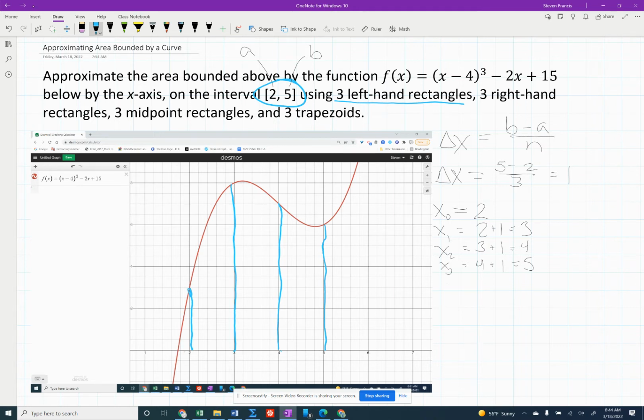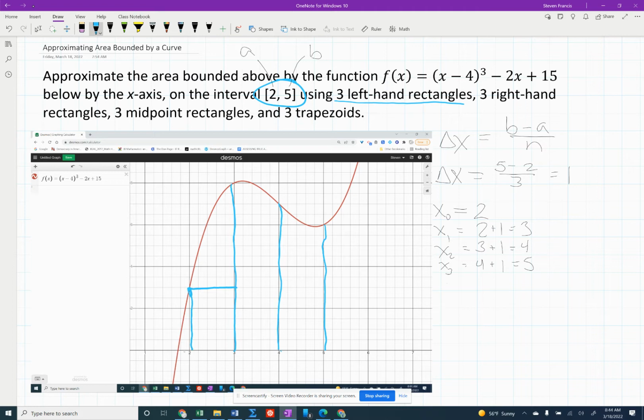And so if I'm using left-hand endpoint rectangles first, that means I'm going to go to my first subinterval. My first subinterval goes from 2 to 3, from x sub 0 to x sub 1. I'm going to go to the left-hand endpoint. I'm going to trace upwards until I hit the curve, which is right here, and then I'm going to draw a horizontal line from left to right. That's going to give me the top of the rectangle. I'm going to continue that process.